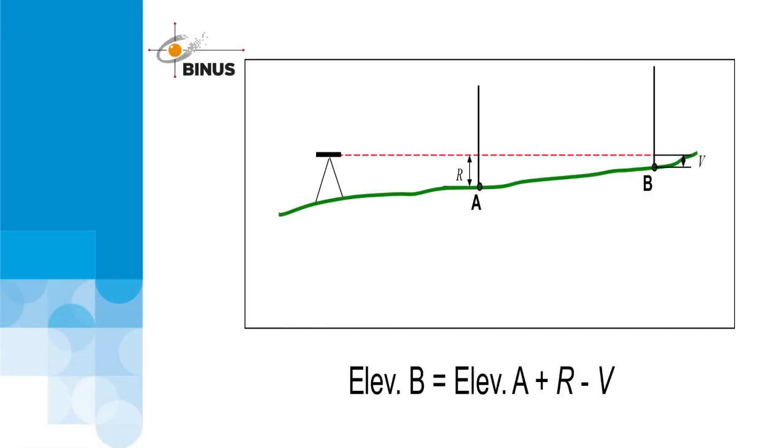For this case, a water pass is located behind 2 points, and the elevation of point A is known. It reads a height of R from point A and a height of V from point B. Therefore, elevation B is equal to elevation A plus R minus V.